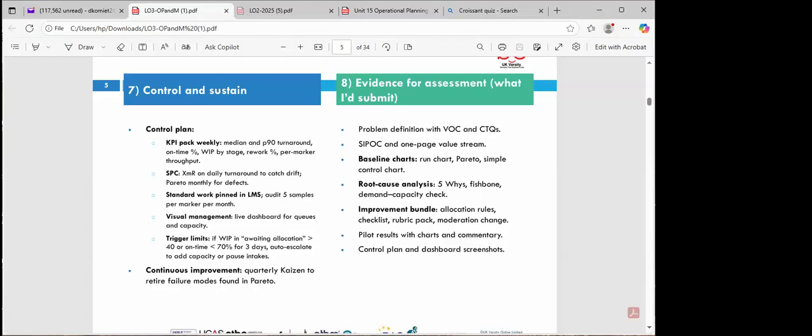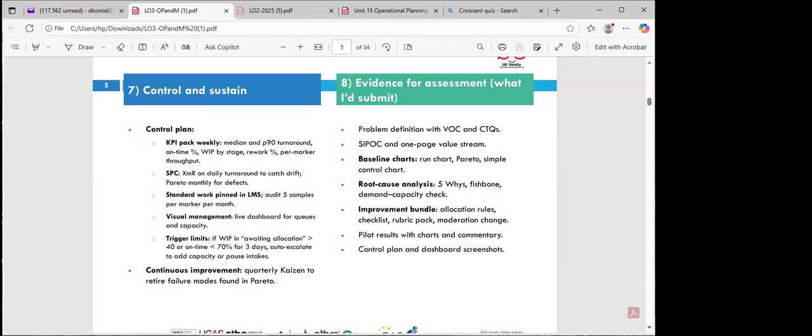The SPC: we're looking at an SPC chart on daily turnaround to catch drifts, or a Pareto monthly for defects. Pareto rule, we spoke about that. Standard work pinned in the LMS. Audit 5 samples per marker per month. Okay, that's auditing then. Visual management: a live dashboard for queues and capacity.